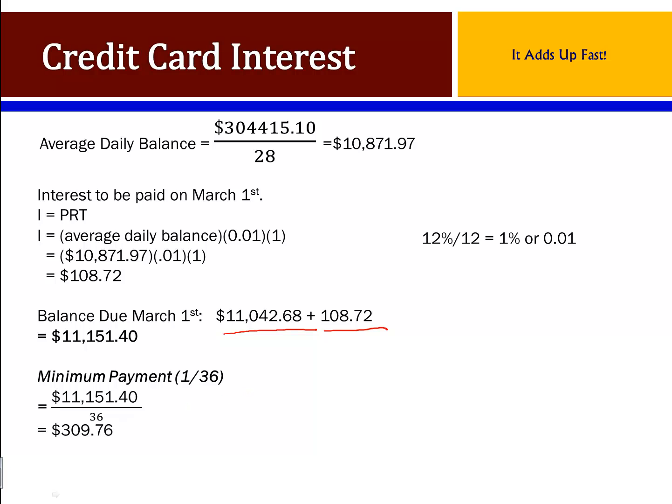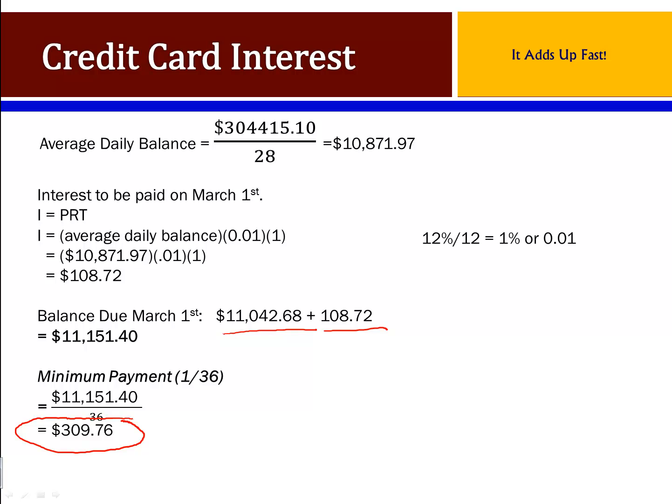And you get a minimum monthly payment of $309.76. And that's to the nearest penny. That's the amount of your minimum monthly payment that's due. Now, if you pay just the minimum monthly payment, it won't take months. It will take years to pay off this credit card.